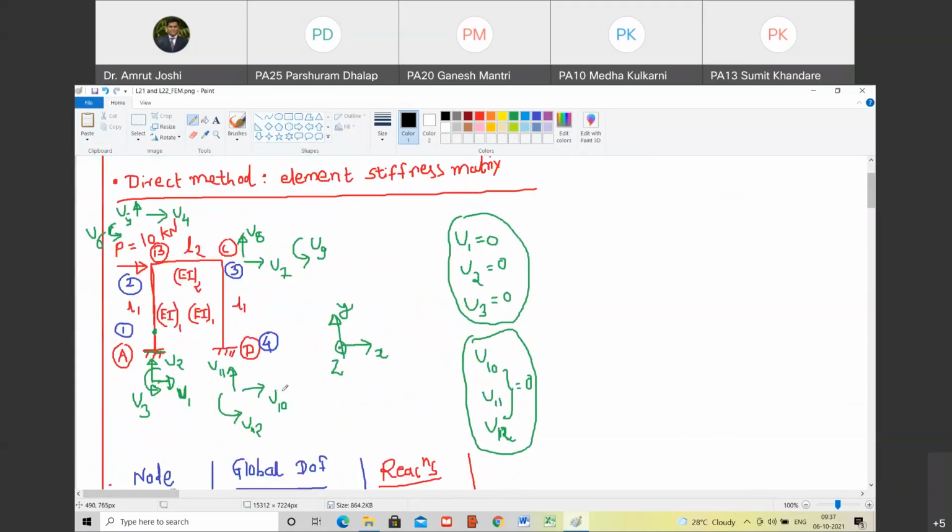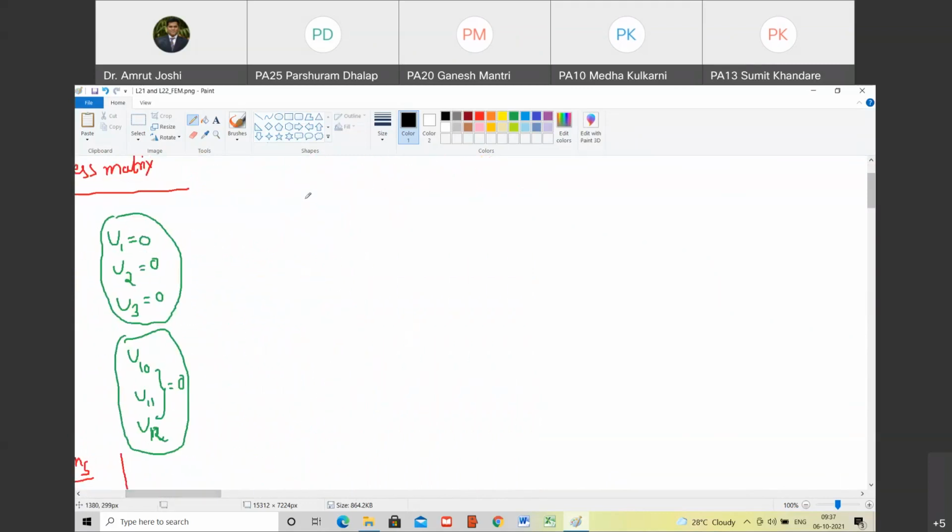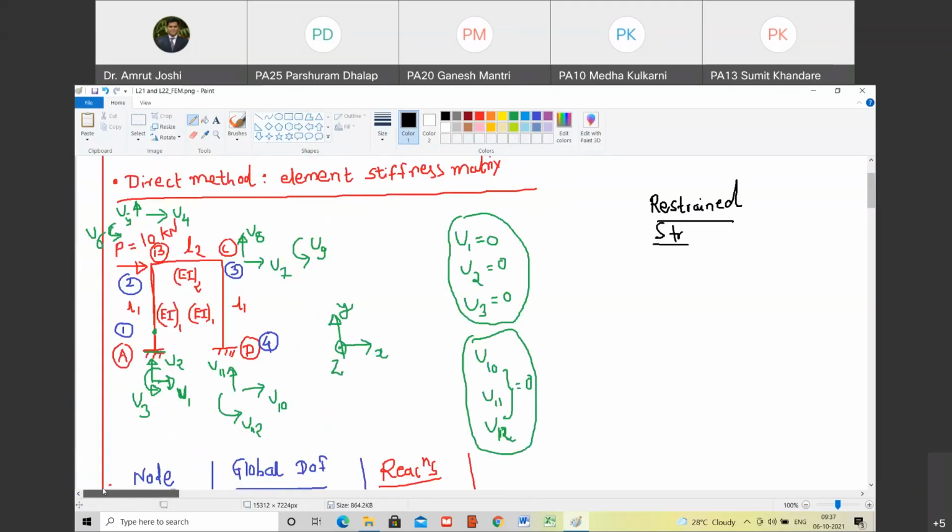So how many degrees of freedom are there here? U1, U2, U3, up to U10, U11, U12. First of all, we are going to draw something called as restrained structure. Are you with me? Yes, sir. Restrained structure is that structure in which all the degrees of freedom are not allowed to happen.